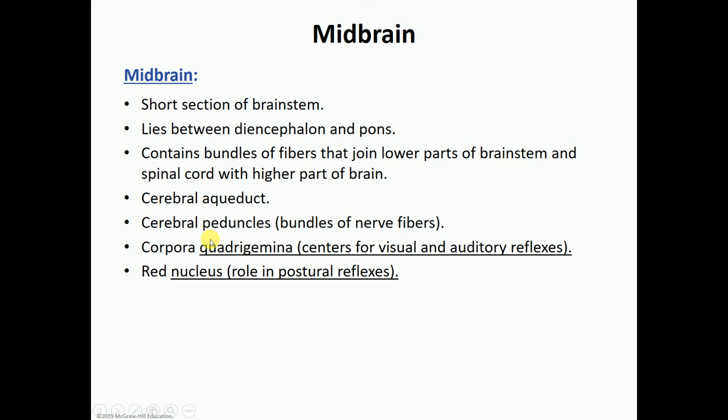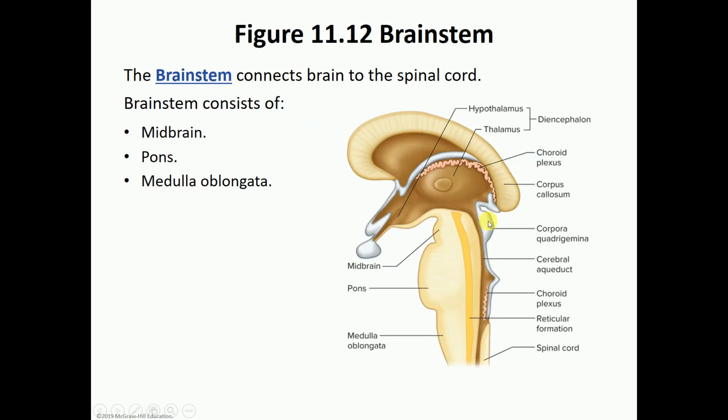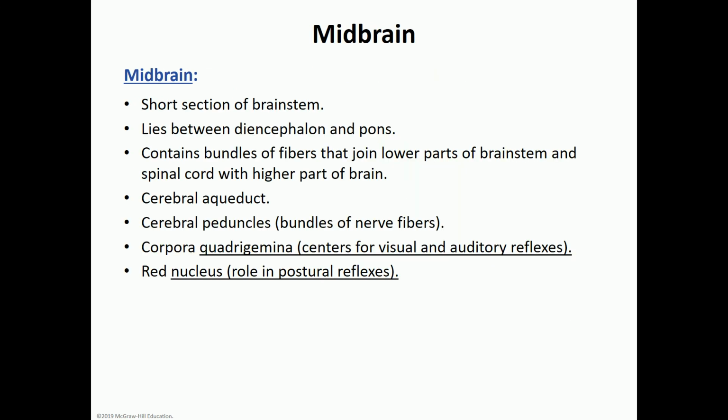So I'll go to the picture to show where they are. There are two of them, these little two white bumps, 1 and 2, and then there's 2 on the opposite side. So that would make 4 corpora quadrigemina. Corpora comes from corpus, or body. Quadri means 4. And those again are centers for visual and auditory reflexes.